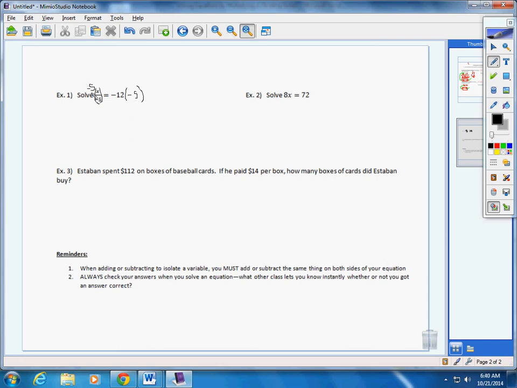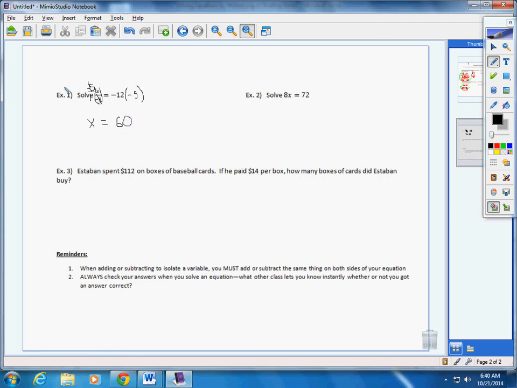So when I multiply by -5 over 1 on the left side, my -5's, of course, cancel out. And I'm just left with x. And then on the other side, I have -5 times -12. Well, a negative times a negative is always positive. So it's just 12 times 5, which is 60.